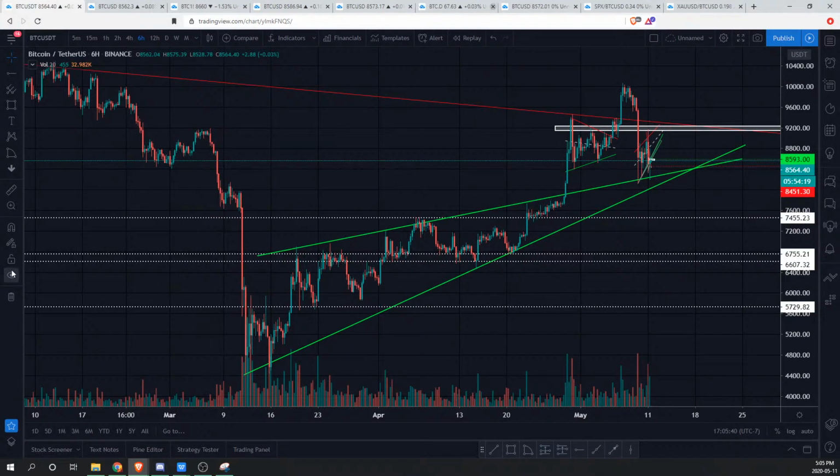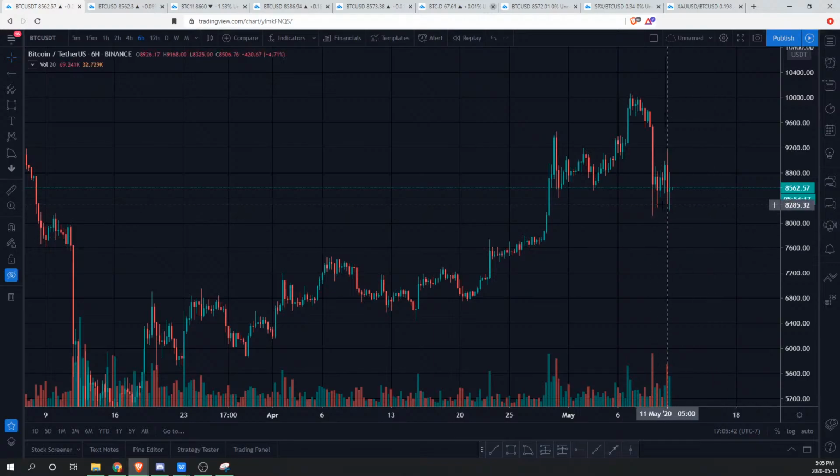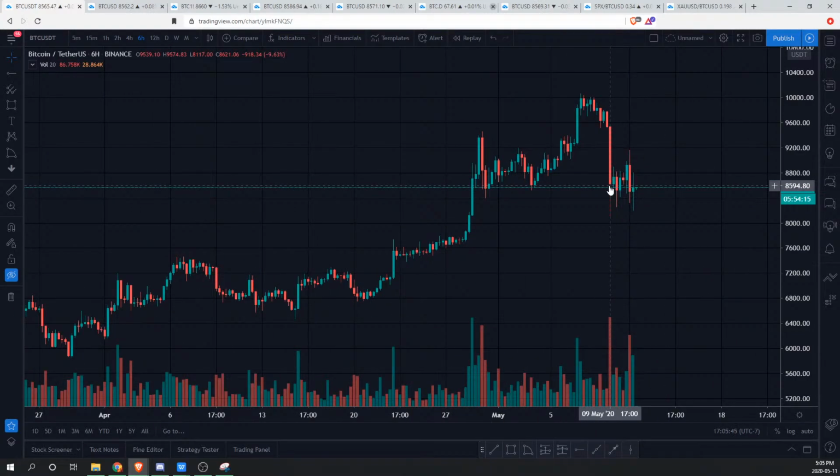Something to note is all the wicks that are to the downside here, showing that the sellers are trying to push the price down, but the buyers are saying no. I am gonna buy the dip basically and not let it go beyond, let's say, 84.50, 84.40. So we're seeing a lot of wick action to the downside, indicating that buyers are not giving up yet, and they are still able to hold this support pretty well right here.